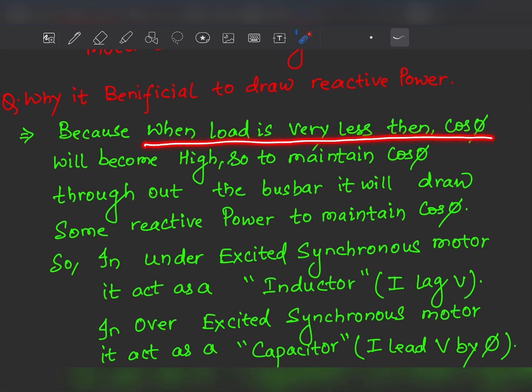When the load is very less, then cos phi will become very high, then your power factor will improve already, because very less load is connected to your generator and bus bar. So at that time your power factor is already improved, and it is increasing like this. But we have to maintain our power factor throughout the system.